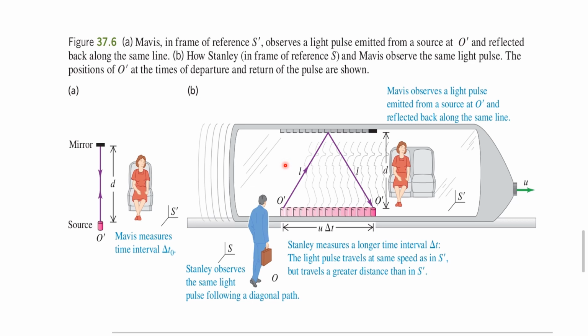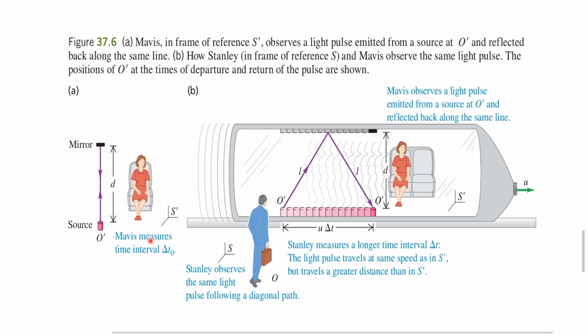Before we introduce the time dilation equation, let us first look at this figure, which shows two observers. Observer 1, Mavis, observes a light pulse emitted from a source at O' and then reflected back along the same line. As shown in the diagram, the first event is when light is emitted by the source. Then the light travels towards a mirror and gets reflected back to exactly where it was emitted.